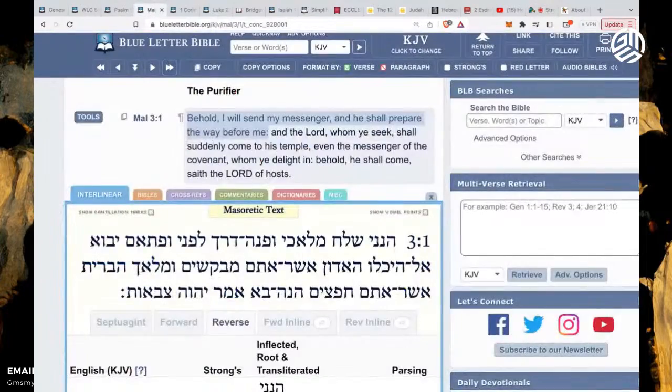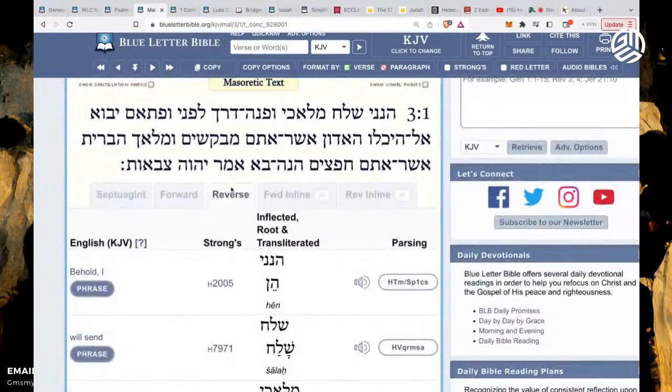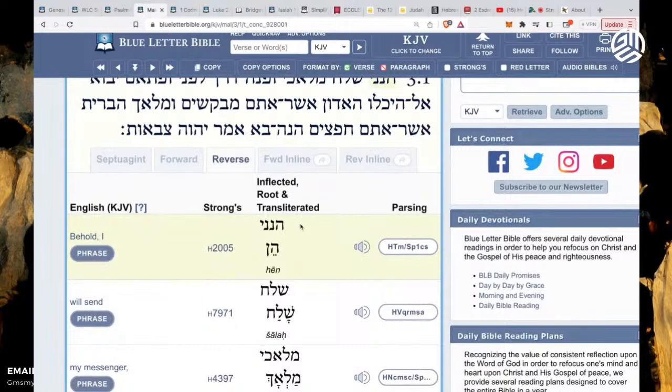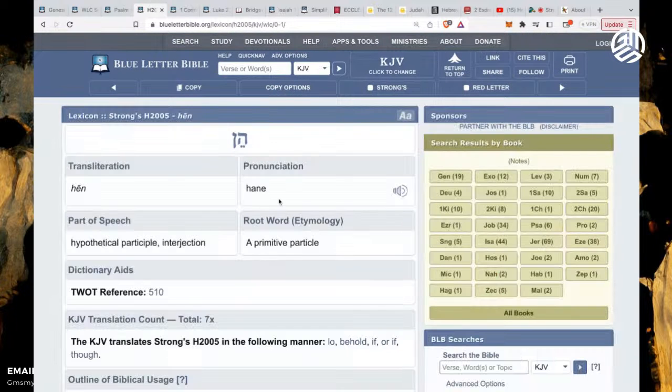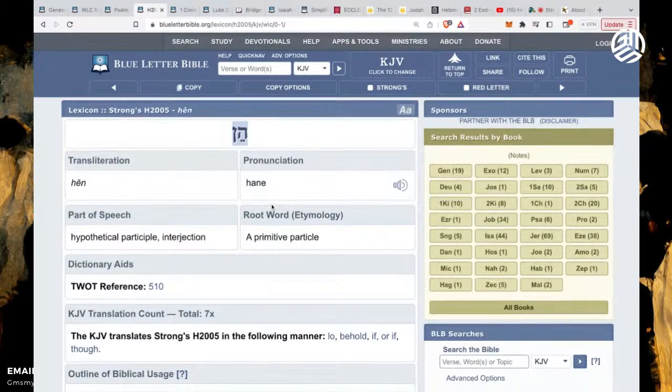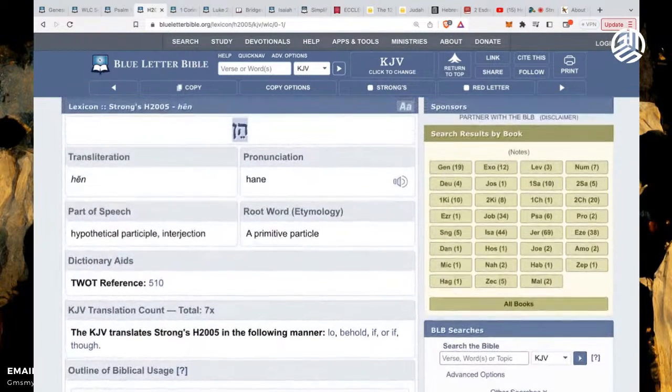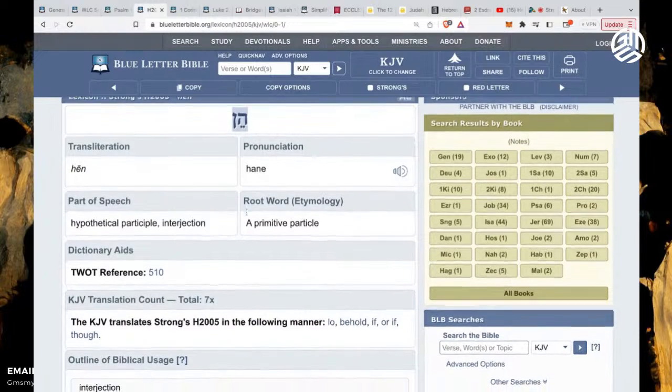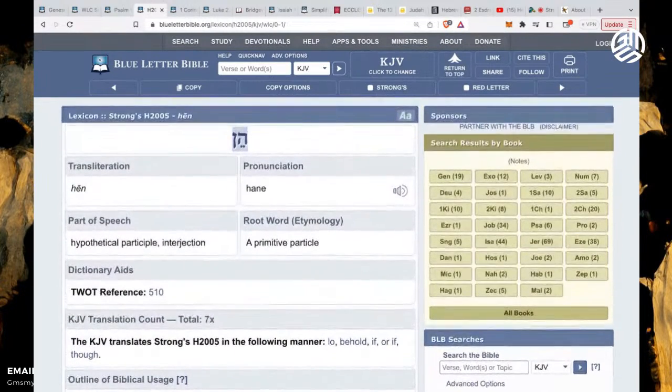Malachi 3 and 1. All right, so it says, "Behold," which is Hineni. Okay. Now the root word here is Hen. Okay. So this is an example of a 2-letter word. Okay. Meaning to behold, or lo, or look, right?